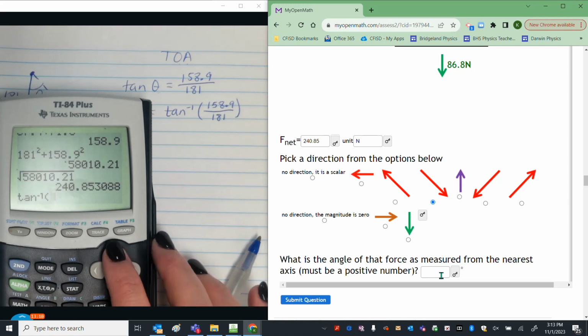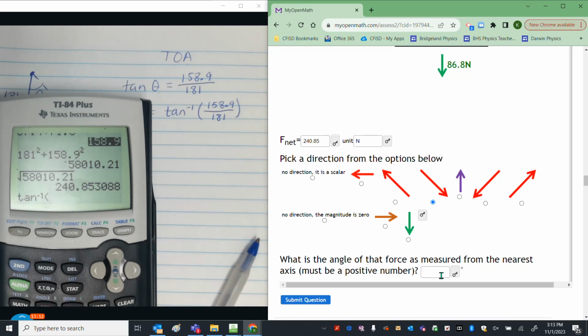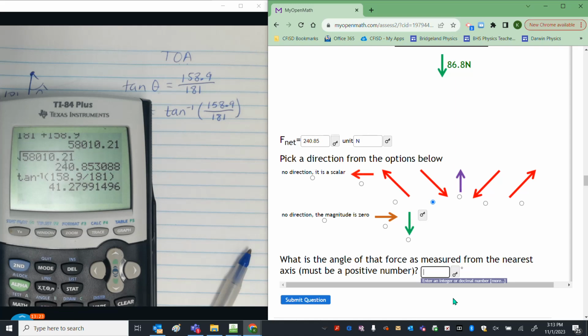I'm going to take my 158.9 divided by 181, and I get an angle of 41.28 if I round that. So 41.28 degrees.